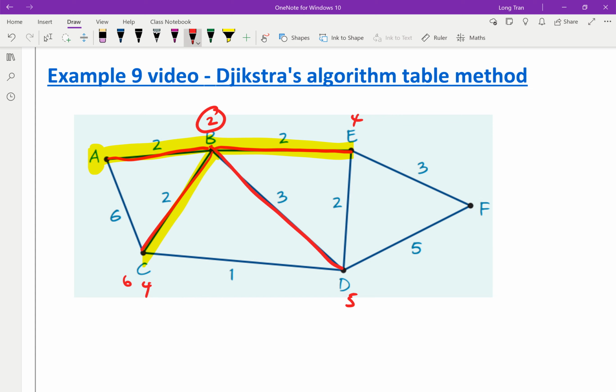I've already determined that E has a best route of 4 and C has a best route of 4 over here. So I keep that as 4. And then what is my next point? Well, I need to start off from 4, right? 4 is the next best weighting.